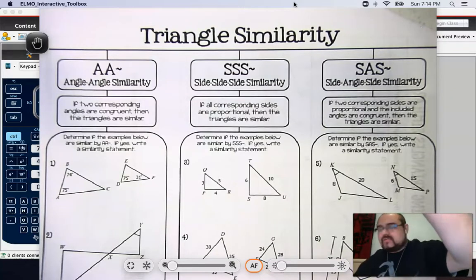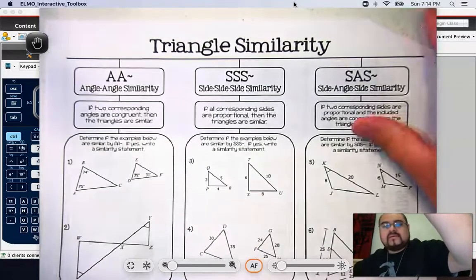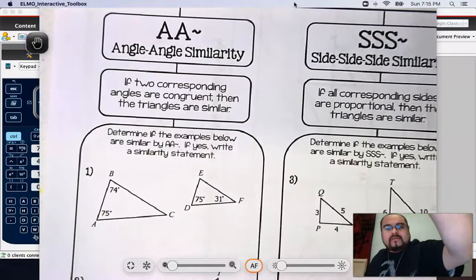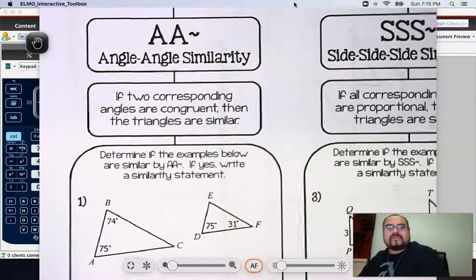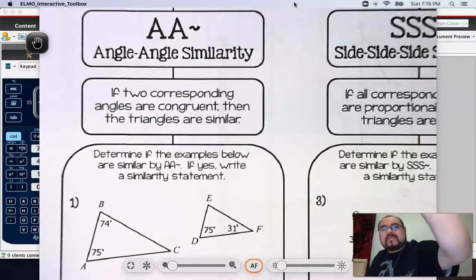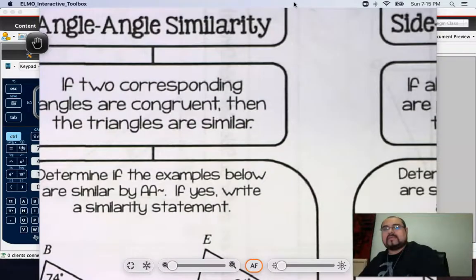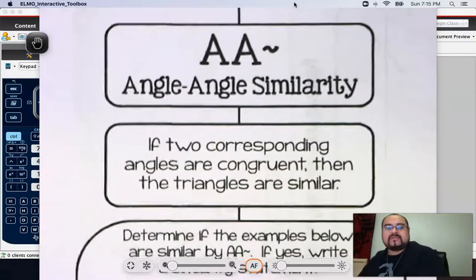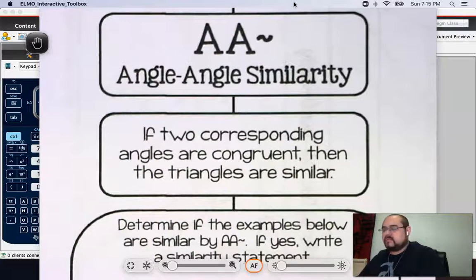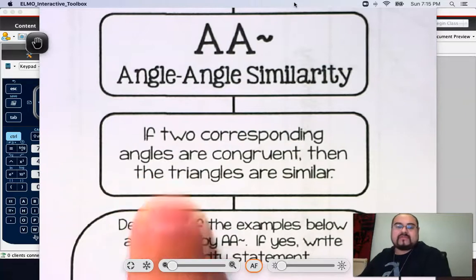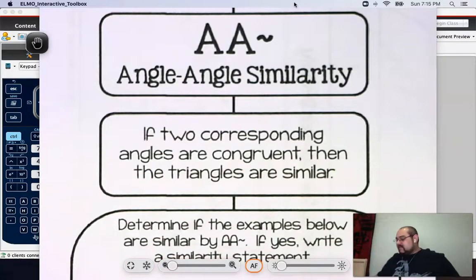Let's go ahead and first look at the AA postulate, and that's going to be angle-angle similarity. If you can prove that two triangles have the same angles, then you can 100% without a doubt state that they are similar triangles. Like it says right there, if two corresponding angles are congruent, then the triangles are similar. Remember, corresponding angles. This is going to be one of the sections where order matters tremendously.